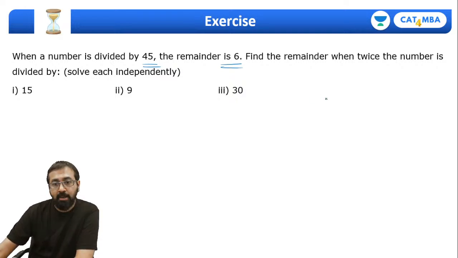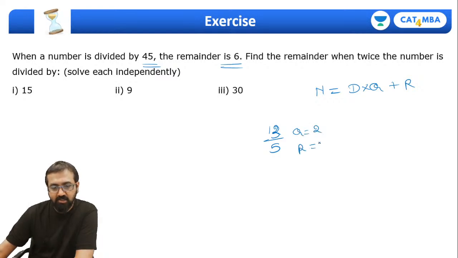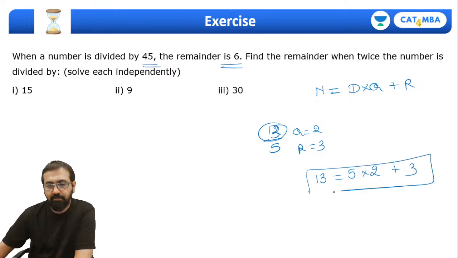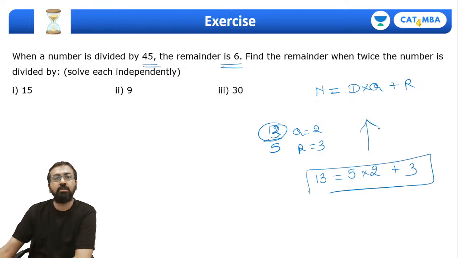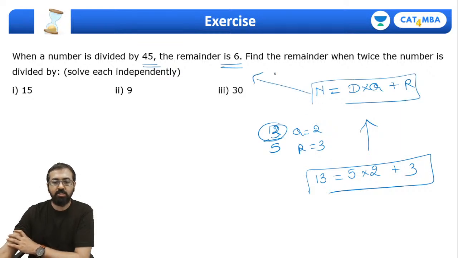Guys, here you need to remember one formula: a number is always divisor times quotient plus remainder. You must have studied this in school, right? For example, 13 divided by 5, the quotient is 2 and the remainder is 3. So we can write 13 as divisor times quotient plus remainder. Isn't this simple? This is what I have written over here. We need to apply this concept in this question.